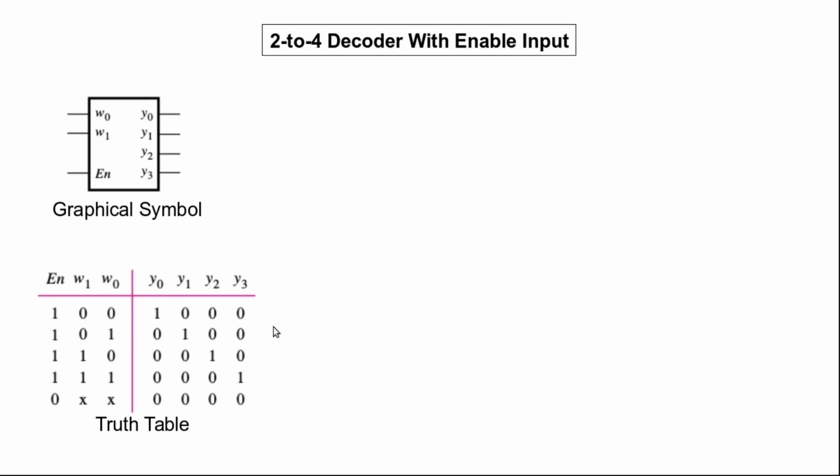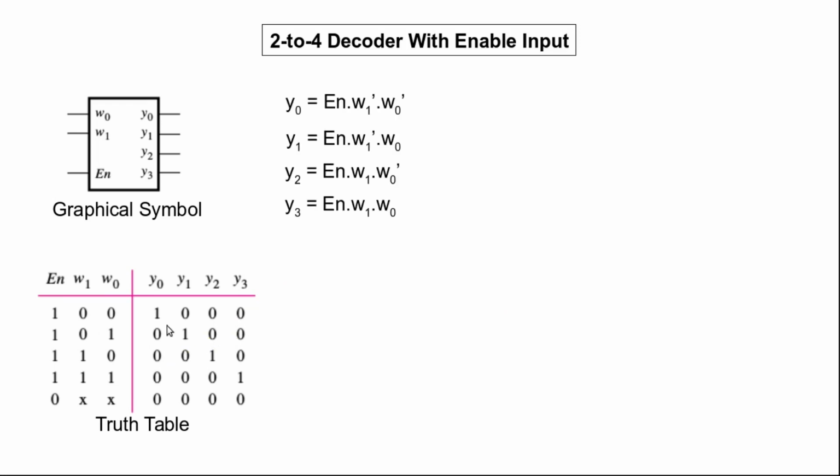Now to build the logic circuit, we first have to come up with the Boolean expression for each of the outputs, and we can see that the Boolean expression for y0 will be equal to en w1 prime w0 prime. Y1 will be equal to en w1 prime w0, and so on.